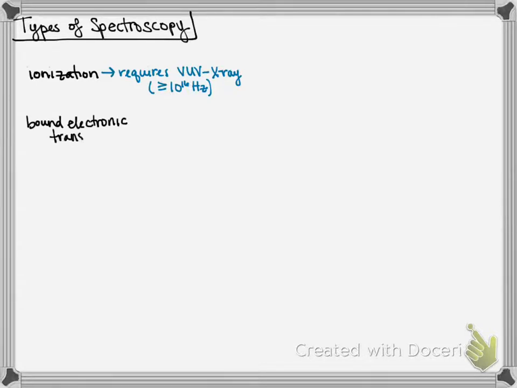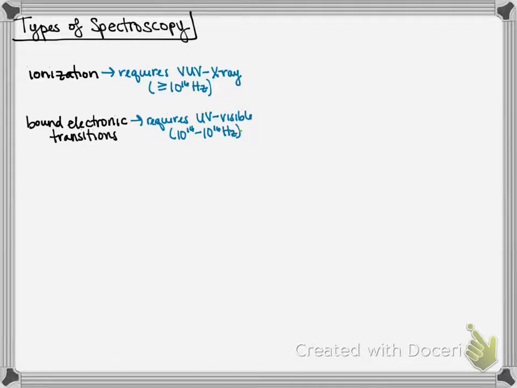Another thing we've thought about and actually done in lab when we were in person in lab was bound electronic transitions. So a bound electronic transition, if we think back to our lab where we played with dyes, back with particle in a box, we were measuring bound electronic transitions of those dyes, specifically of the pi bonds in those dyes. And so bound electronic transitions require ultraviolet and visible light. And so this would be frequencies on the order of 10 to the 14th to 10 to the 16th hertz.